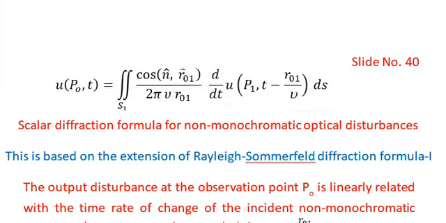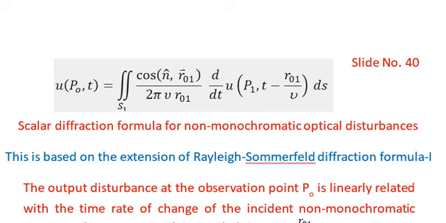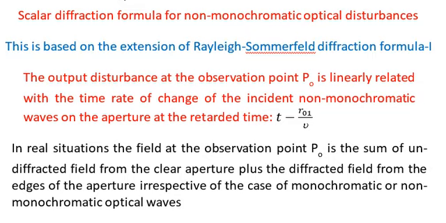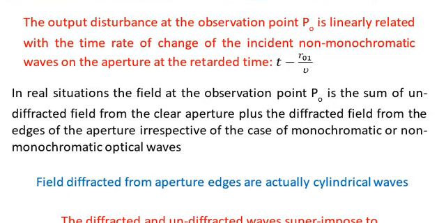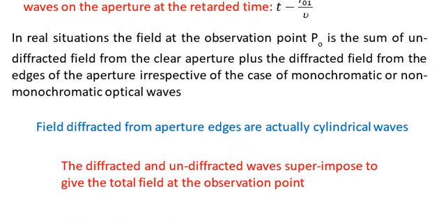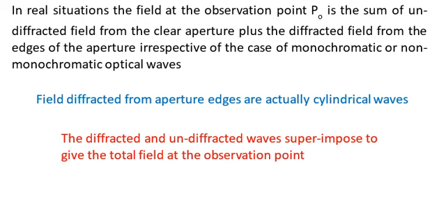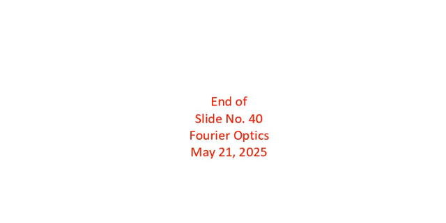So there is a delay between the two times. The field that you will measure at point P naught at time t is related with the field present in the clear aperture at a retarded time t minus r01 over v. In the real situation, the field at the observation point P naught is the sum of the undiffracted field from the clear aperture plus the diffracted field from the edges of the aperture, irrespective of the case of monochromatic or non-monochromatic optical waves. The field diffracted from the aperture edges are actually cylindrical waves. The diffracted and the undiffracted waves superimpose to give the total field at the observation point, both in the monochromatic and in the non-monochromatic cases. And this is the end of slide number 40.